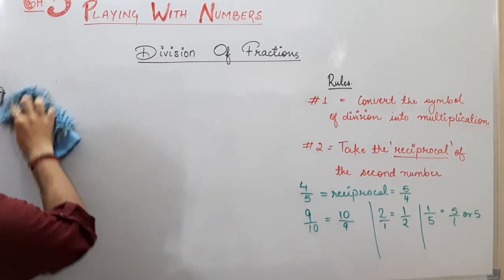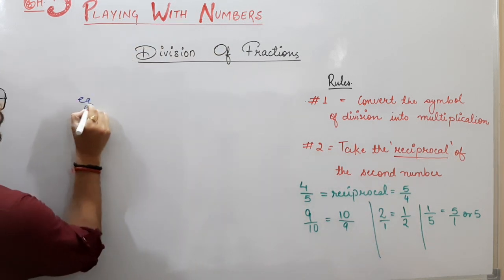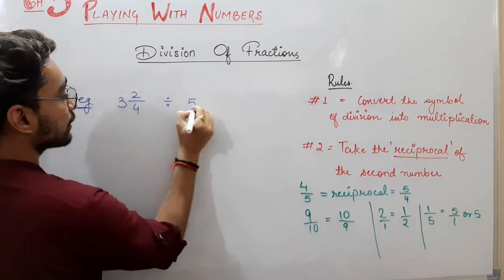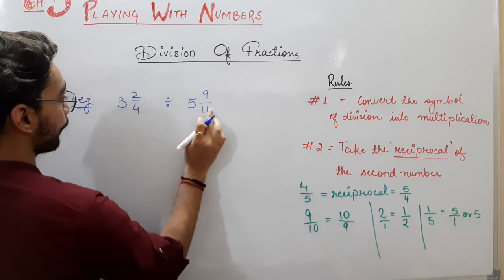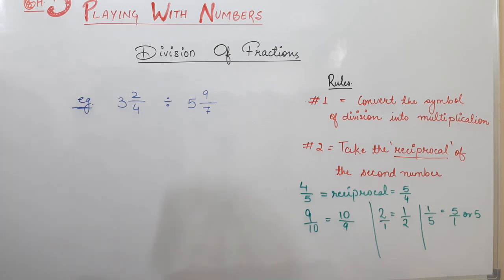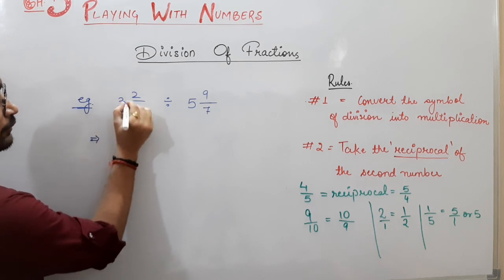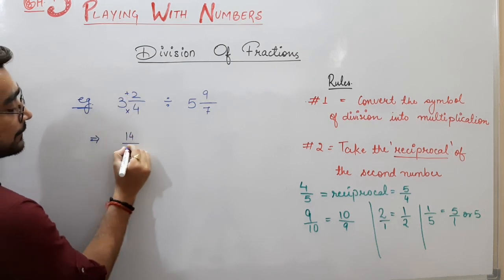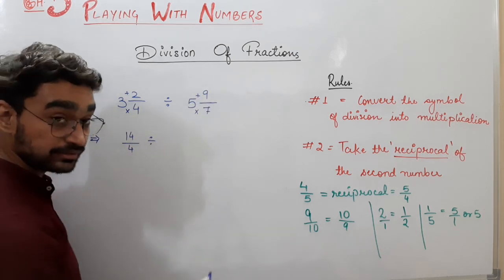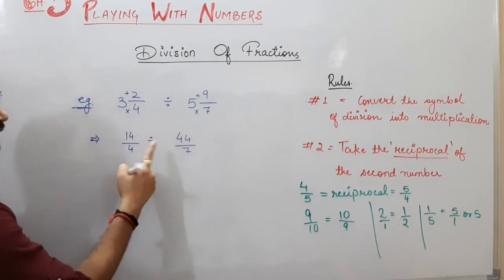I'm just giving one more example, like division of two mixed fractions, like 3 whole 2 by 4 divided by 5 whole 9 by 11. Instead of 11, let me make it 7. How can we do it? First of all, convert them into improper fractions. 3 fours are 12, 12 plus 2, 14 by 4 divided by 7 fives are 35 plus 9, 44 by 7.